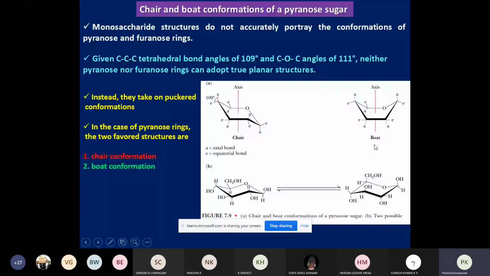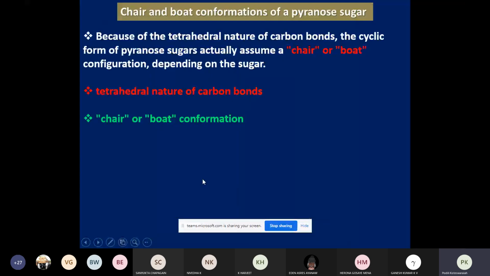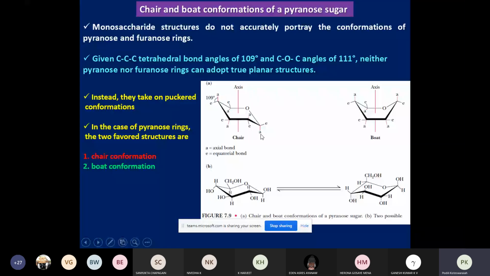In boat and chair conformations, all the substituents we are seeing here can take up two orientations, either the axial position or the equatorial position. Axial bonds are perpendicular to the average plane of the ring, whereas equatorial bonds are almost parallel to the plane of the ring. Because the 6-membered pyranose ring cannot be planar, it adopts either a chair or boat conformation, so all the substituents can take up either axial or equatorial orientations.